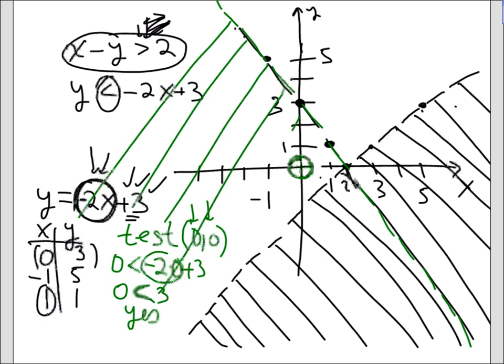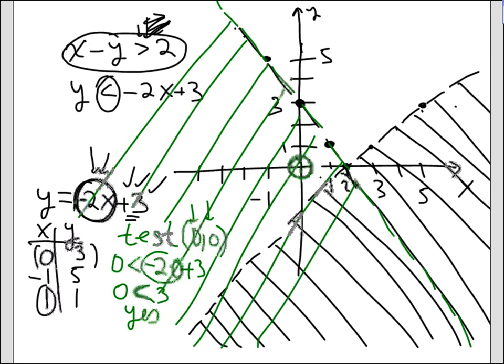And we're looking for the overlap. We're looking to see where the black lines are intersecting the green lines. The answer is in here. And we put a big S in here denoting the solution set.